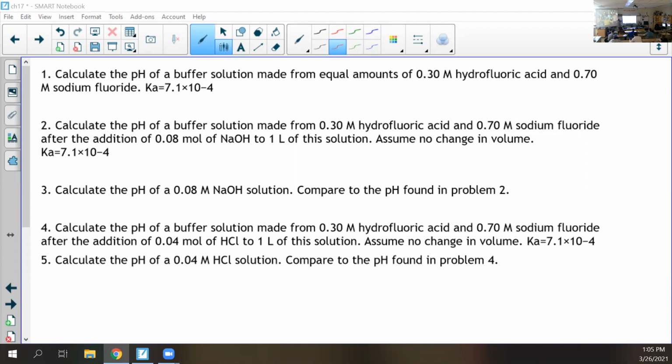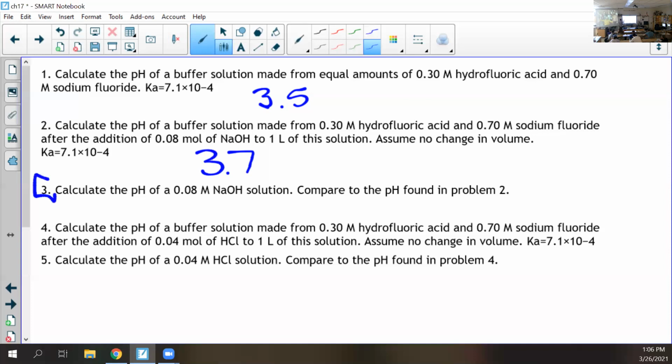Okay, here we go. Number 1, what was the pH? 3.5 sounds good to me. Okay, number 2, it's the same buffer, but now we are adding NaOH, right? So that means the base goes up, the acid goes down. So we end up with something probably more basic than 3.5. 3.7. Okay, that should make sense. We add base, it becomes more basic.